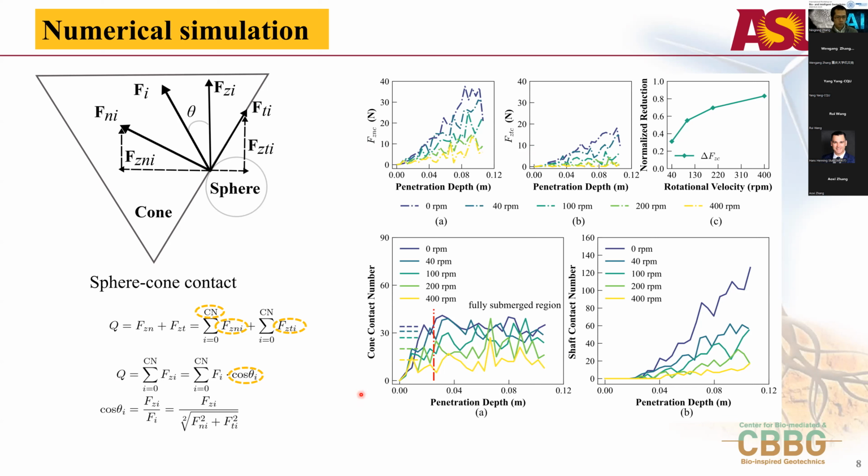Here is the contact number on the cone and the shaft. So the contact number on the cone increased first and then reached a constant value after the cone fully submerged into the soil sample. The contact number on the cone decreases with the increase of the rotational velocity. Also, the contact number on the shaft increases with the penetration depth, but decreases with the rotational velocity.